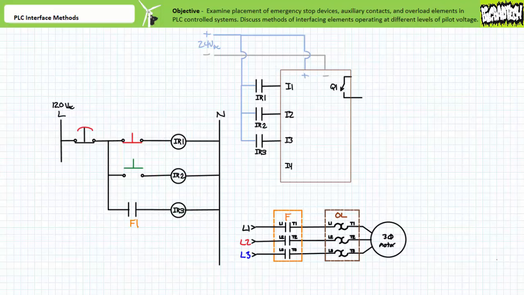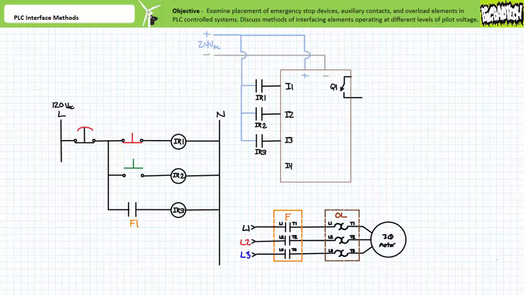IR3. Then, one would hardwire the interposing relay IR1, IR2, and IR3's 24 volt DC rated contacts such that they make or break connection to the PLC 24 volt DC rated input. The task of interposing relays IR1, IR2, and IR3 is to translate the 120 volt AC input into 24 volt DC level pilot signals usable by the PLC.